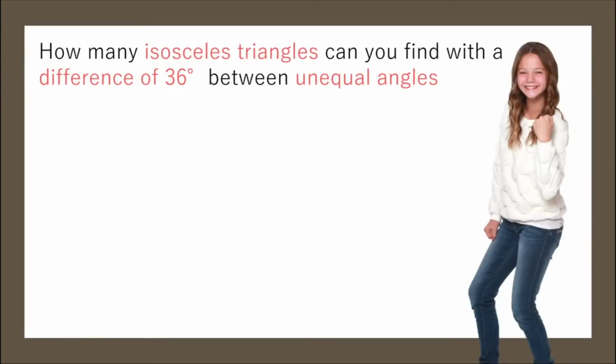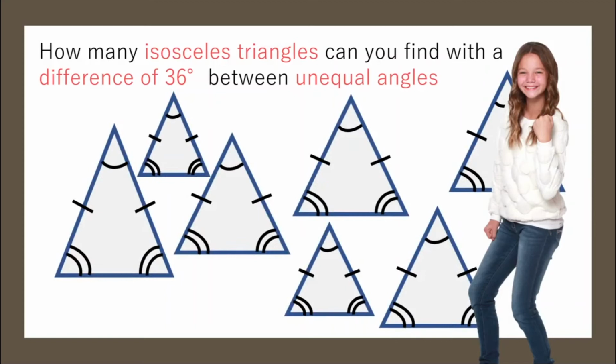We've been asked to find how many different isosceles triangles we can find that have a difference of 36 degrees between the unequal angles. So how might we get started with this?